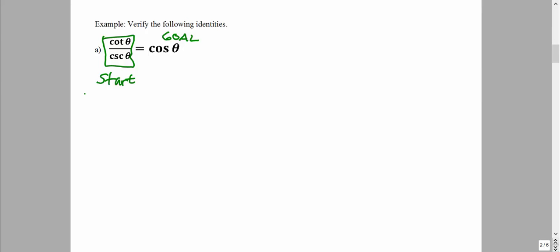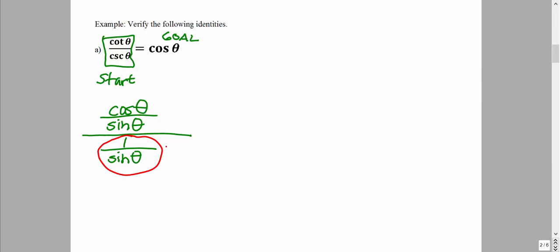So the first strategy that we're going to use is we are going to rewrite cotangent and cosecant in terms of sine and cosine. So cotangent would be cosine theta divided by sine theta, divided by, and the bottom of the fraction we have cosecant theta. We can use our reciprocal identity to write that as 1 over sine theta. Now we have a complex fraction, but we can simplify this complex fraction by multiplying by the reciprocal of the denominator. So I'm going to take that bottom fraction, flip it, and multiply it times the top fraction.